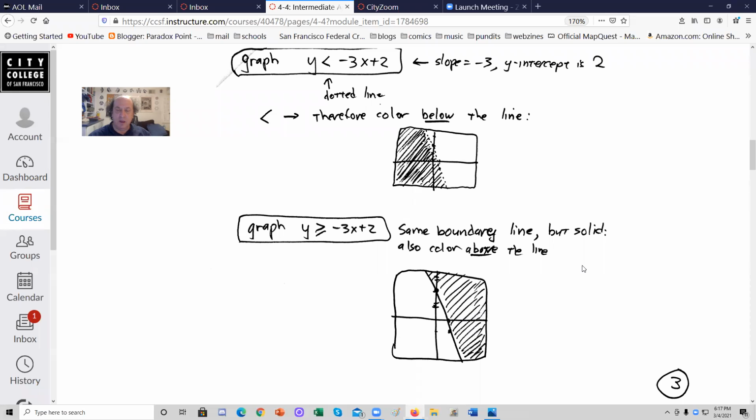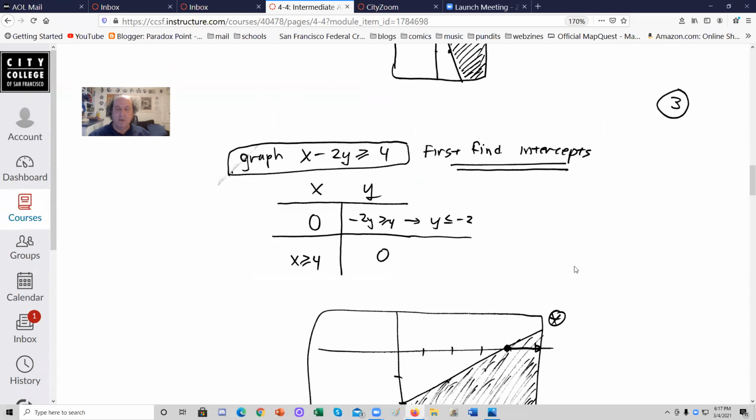So here. Now, graph x minus 2y greater than or equal to 4. Well, okay, first of all, because it's greater than or equal, we'll include the boundary line. Now, we can find the intercepts and graph the boundary line.